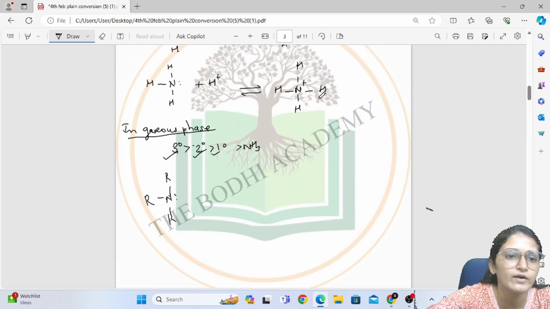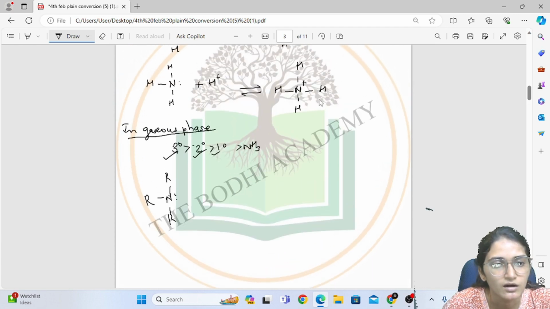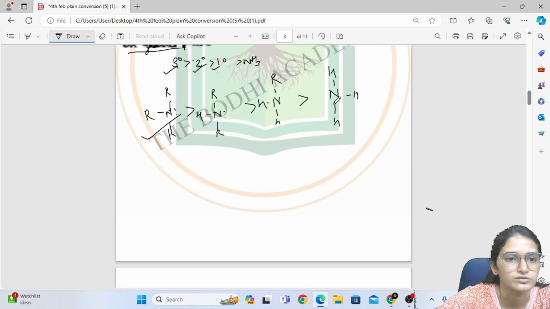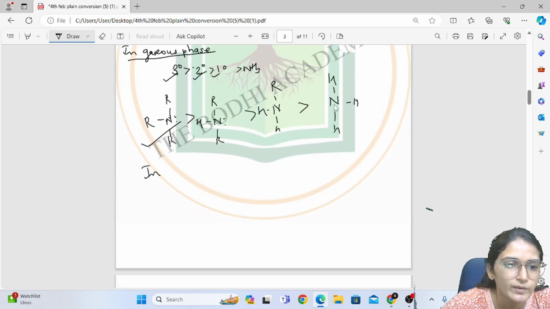What you have to understand is with how much ease you can give the electron pair. So tertiary is more than secondary. Secondary will be R, N, H and R. Then primary is NH2 and R, and then NH3. In all these cases we can see that the one with more donating groups will give more electrons. Now second, in the aqueous phase.